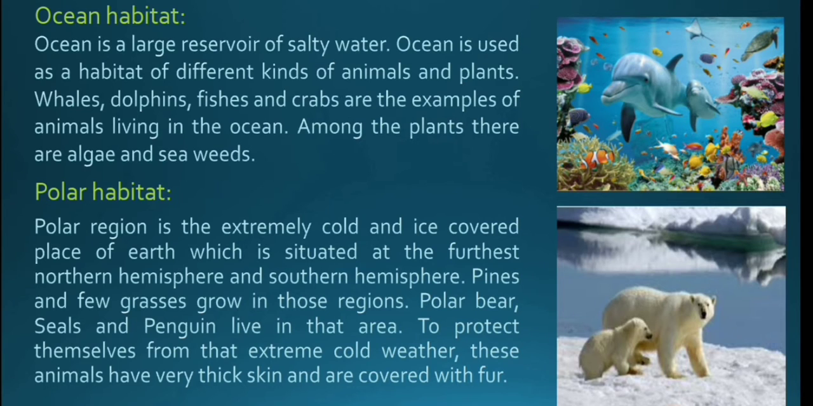And we know ocean water is salty water. So ocean is a large reservoir of salty water. Ocean is used as a habitat of different kinds of animals and plants. So as this is a large reservoir, it contains lots of animals, all types of fish. Animals means whales, dolphins, fishes, crabs are the examples of animals living in the ocean.